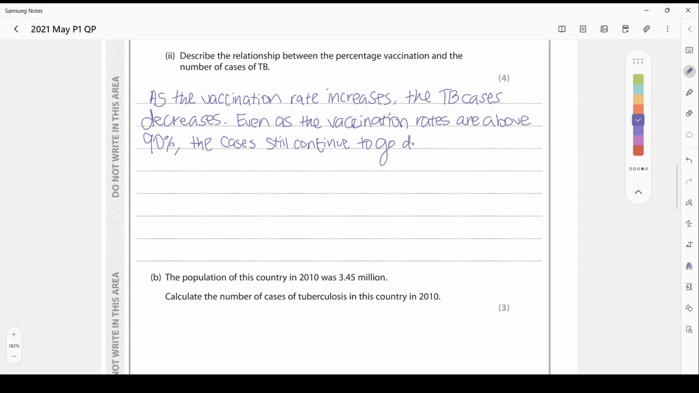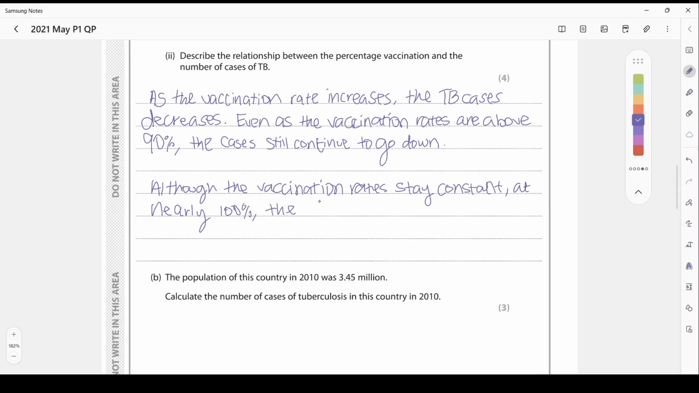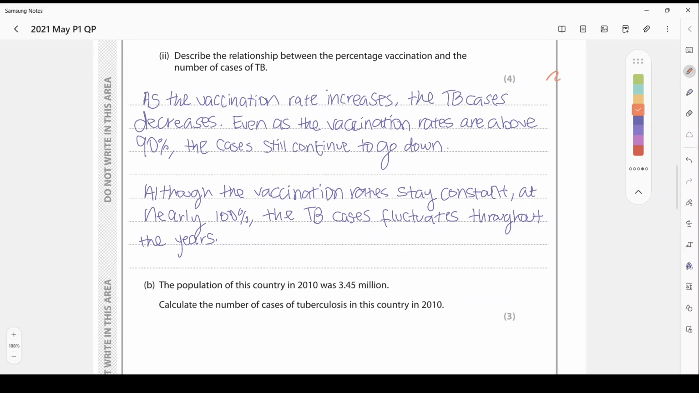continue to go down. And we can write, although the vaccination rates stay constant at nearly 100%, the tuberculosis cases fluctuates throughout the years. All right, let's go through the marking scheme.